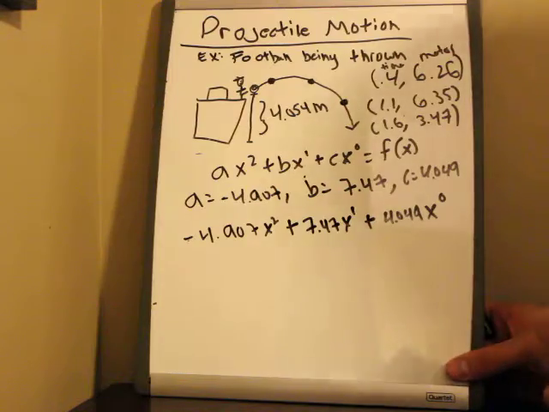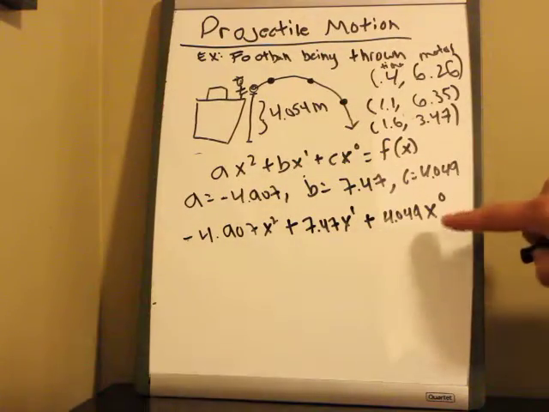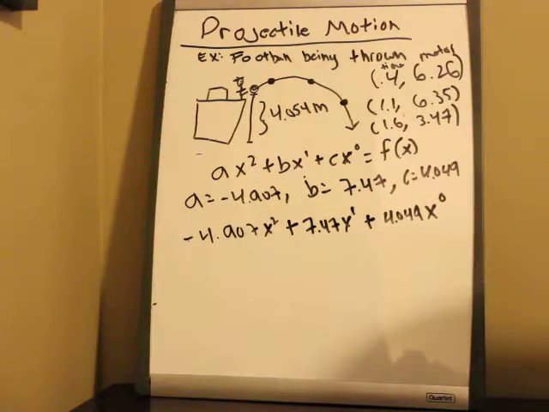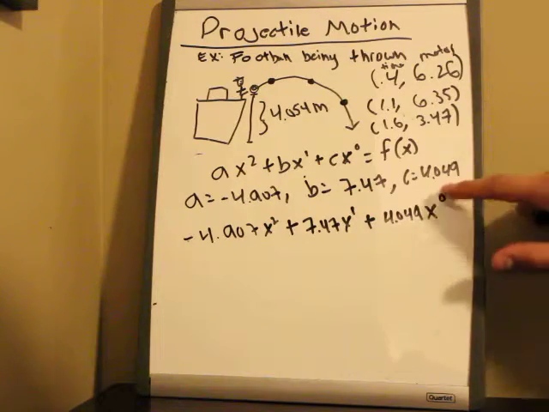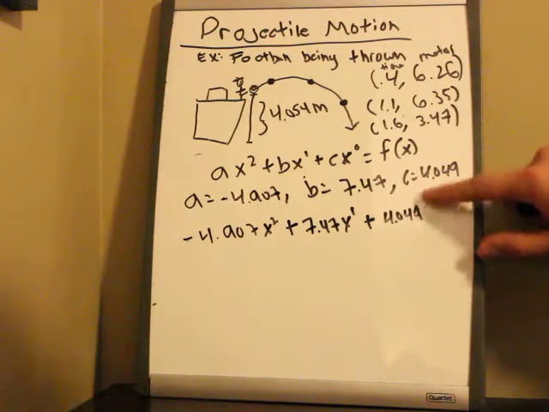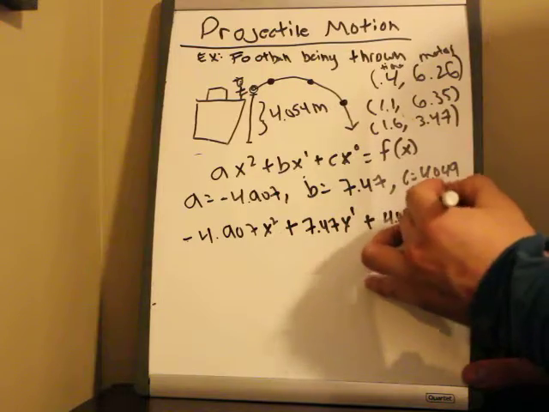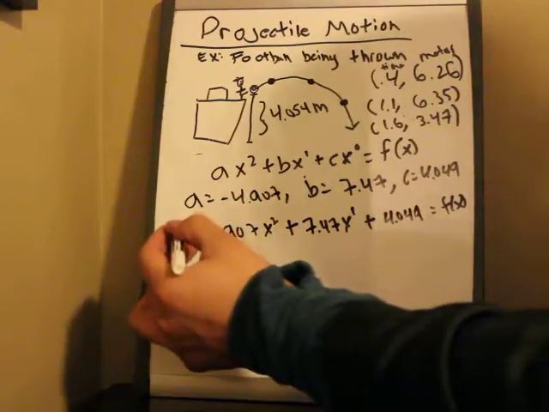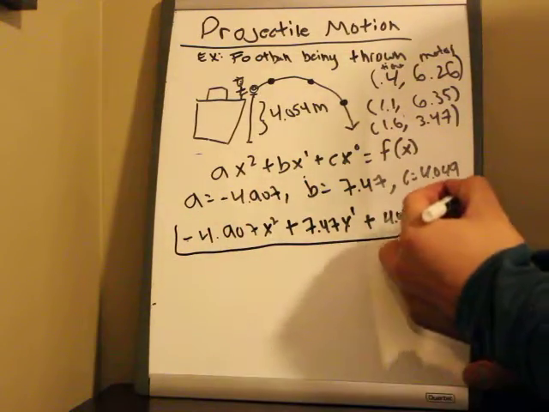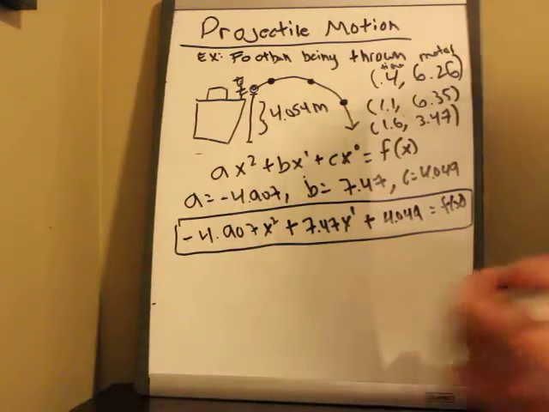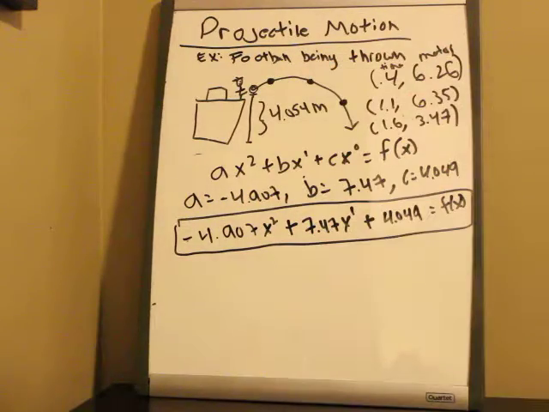But remember, anything raised to the 0 power is always just, that's right, you got it, it's just 1. So we can actually just leave this out because I'm running out of space, and equals f of x. So this was the equation that modeled my situation where I kicked the ball from the rooftop. Again, you can check that on the channel.